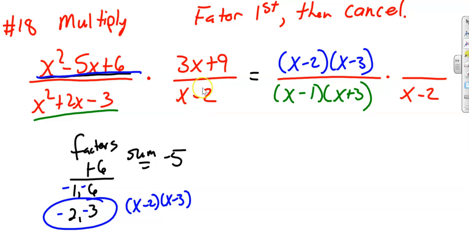Okay, on the bottom, nothing you can do with x minus 2. It's pretty much done. The top, there's only one small thing you can do here. You have 3x plus 9, you can divide them both by 3. Make that 3 times x plus 3.